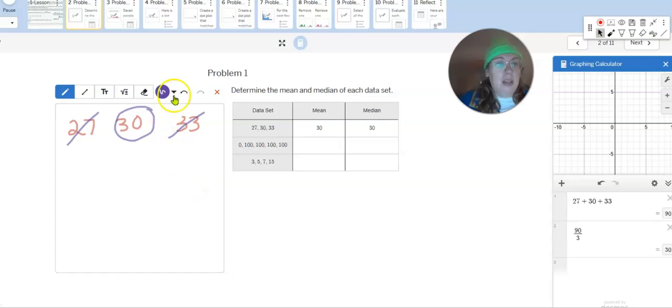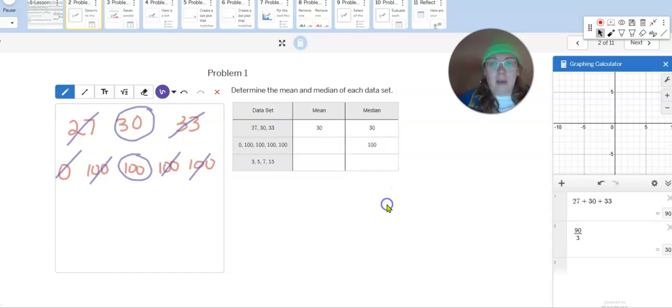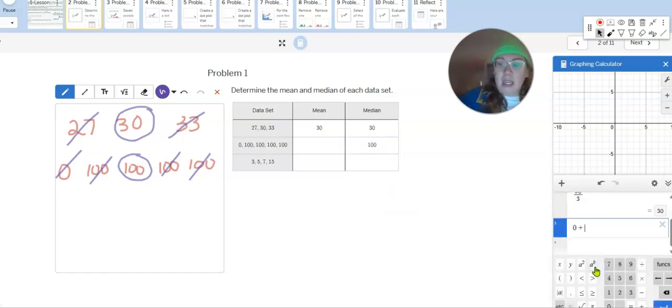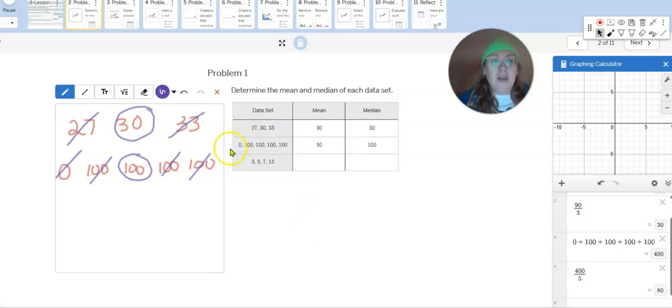Beautiful. For the next one, we have a 0, and then we have 4 100s. To find the middle value, we cross out on the left and the right until we get to our middle value of 100. If we add all these up, we get 400, but then we're dividing it by 5 because there's 5 data points. Notice it's really common that the data is 100, but then we have this 0 that pulls the average down to 80, and our median is 100.